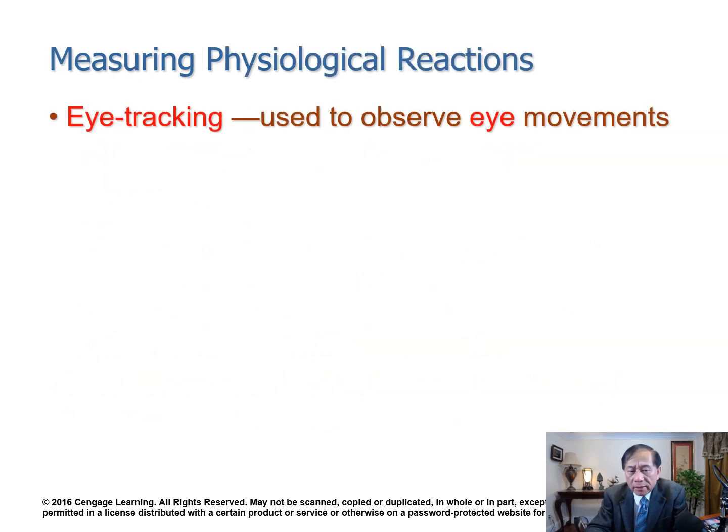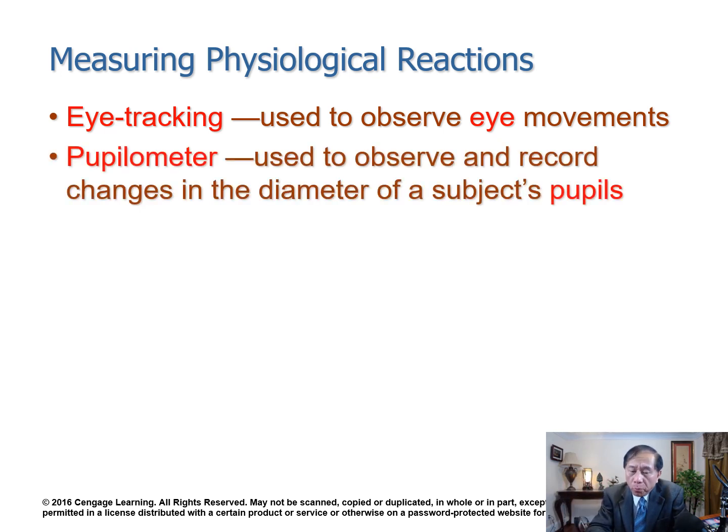Measuring physiological reactions. You can use devices to measure physiological reactions of human beings. Eye tracking is used to observe eye movement, for example along the page of an ad, a billboard, or a TV ad. In a magazine ad, where do you look first, second, etc., and how much time do you spend on different spots. A pupil meter is used to observe and record changes in the diameter of subjects' pupils.